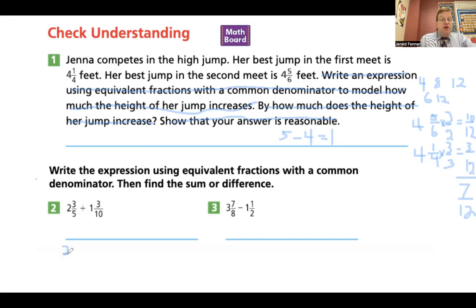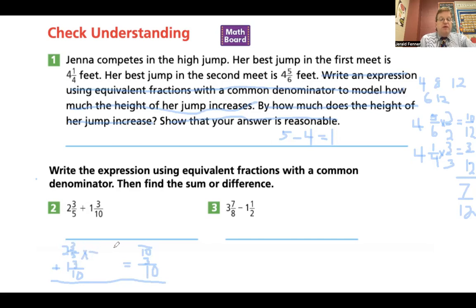So let's knock off these last two problems. So we have 2 3/5 plus 1 3/10. And the question is, what's going to be my common denominator? This is one of those problems where we already have it listed. It's going to be tenths, which means this one comes right over. This one, we have to do some converting. So this one's just going to be 3/10. And this one, we have to find the equivalent fraction.